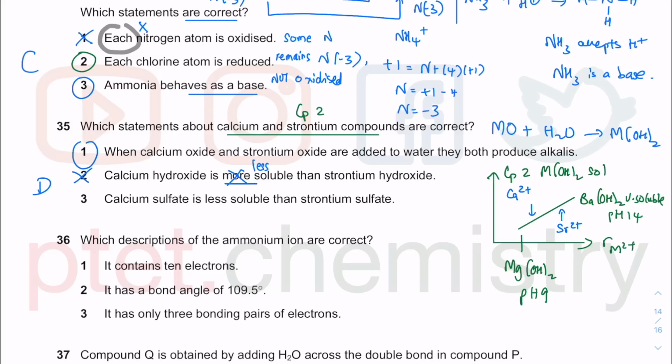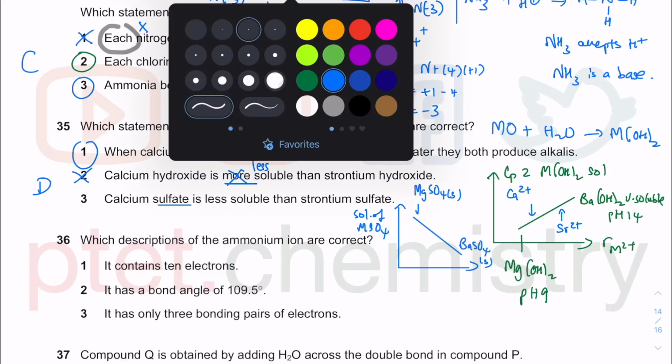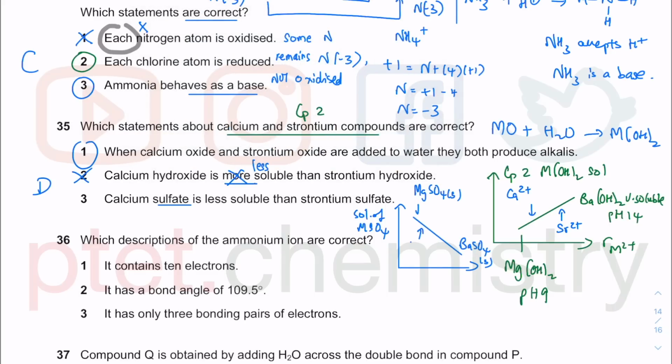In terms of the sulfate, we know that sulfate follows the opposite trend, as you know about the test for sulfate. Barium sulfate is going to be a white precipitate. Magnesium sulfate is slightly soluble in water, but we know that the solubility of sulfates decreases down the group. So calcium is above strontium, so calcium sulfate will be more soluble than strontium sulfate, so statement 3 is wrong. But of course, in a real exam, if I check that number 2 is wrong, that means I only have one answer, which is only 1 is correct.